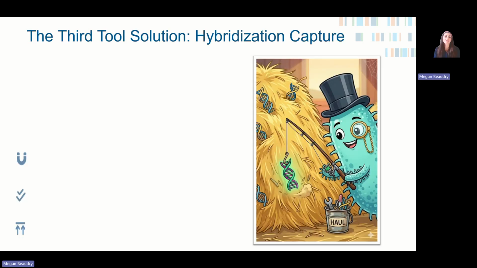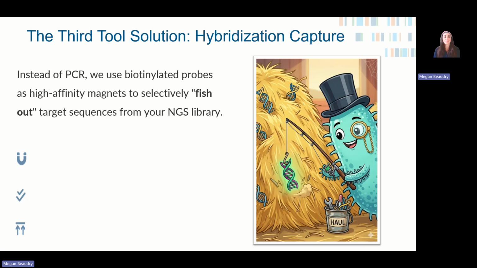And so this is where a third tool comes into play. And this tool is called hybridization capture. So instead of PCR, we're going to use biotinylated probes as high affinity magnets to selectively fish out the target sequences from our NGS library.